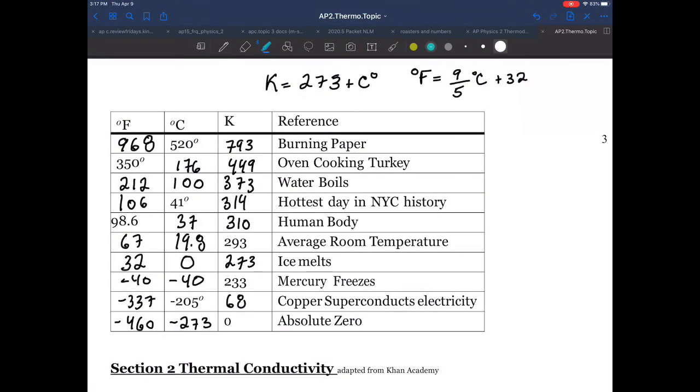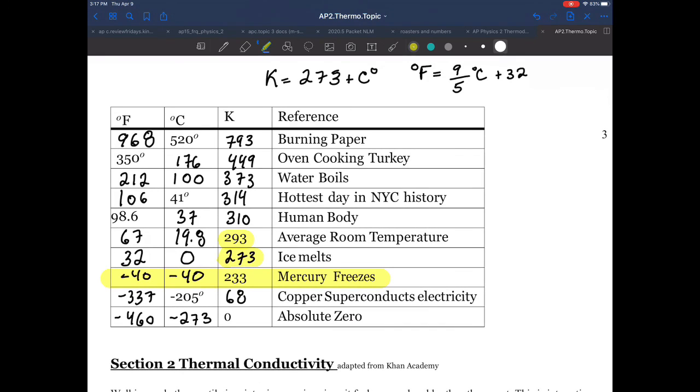Here's your table filled out with the answers, so you can check anything you want. Mercury freezes, pretty cool. Knowing these numbers, 273 and 293 for ice melts and room temperature, is pretty helpful for future calculations. Also, just out of curiosity, it might be worth looking at how close to absolute zero we've gotten in a laboratory.